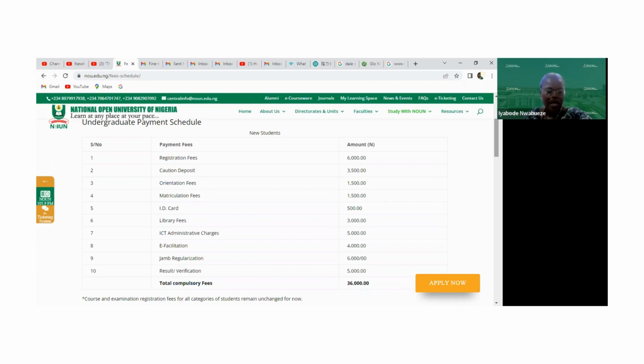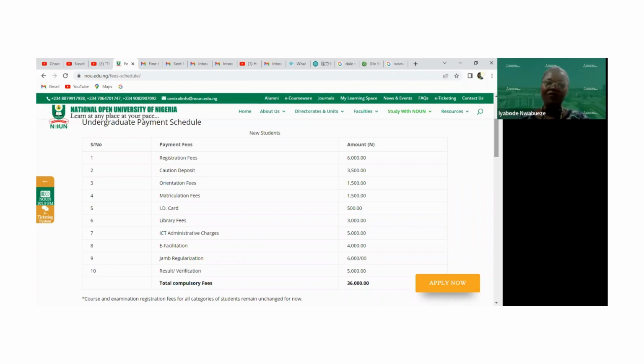So then the next one, we have JAMB regularization. You remember, we don't do JAMB now. But for you to be able to also get your NYSC exemption certificates, you need to have a JAMB regularization, because that is how the country said we should be admitting students to the university. The result verification is 5,000 naira. So all this makes up the 36,000 naira you are going to pay as a new student. So these are the costs, the core things you must pay.